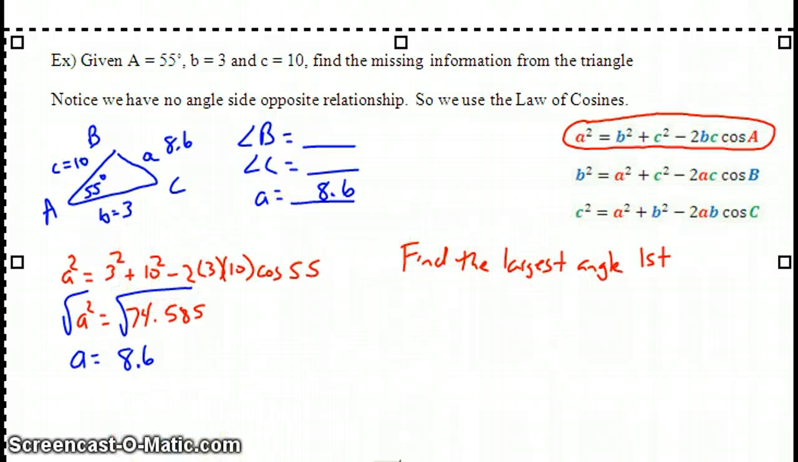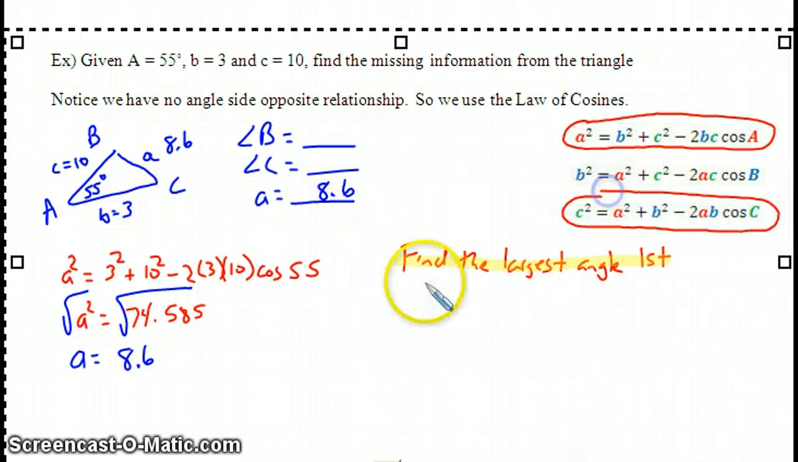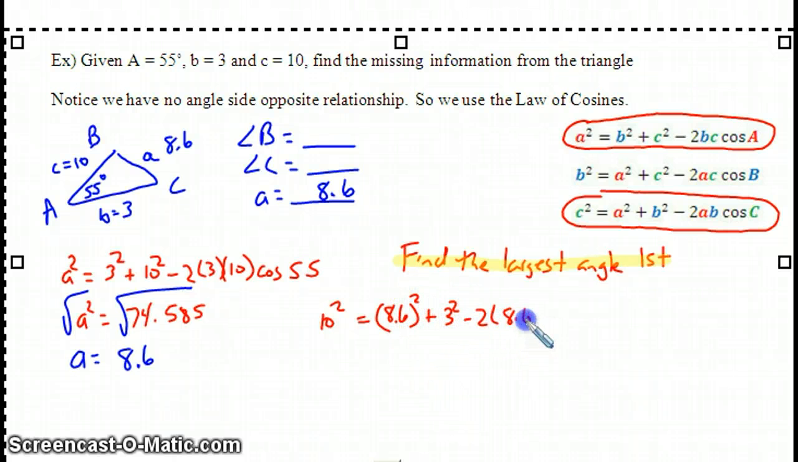So again, keeping this in mind, finding the largest angle first out of between B and C, C would have to be what I'm finding next. And so to find C, I'm going to want to use this version of the formula. So I would say C squared, which is 10, is equal to A squared, 8.6 squared, plus 3 squared minus 2 times 8.6 times 3 times the cosine of C, which is what I'm trying to find.